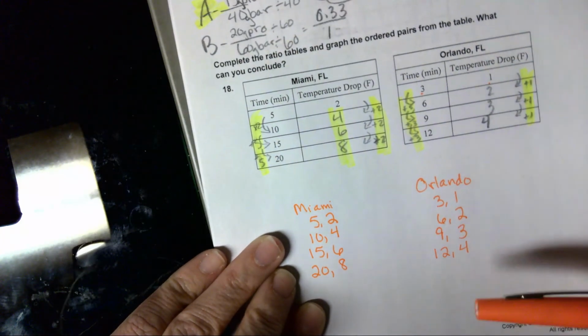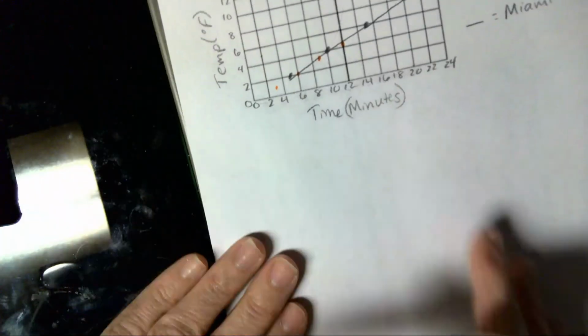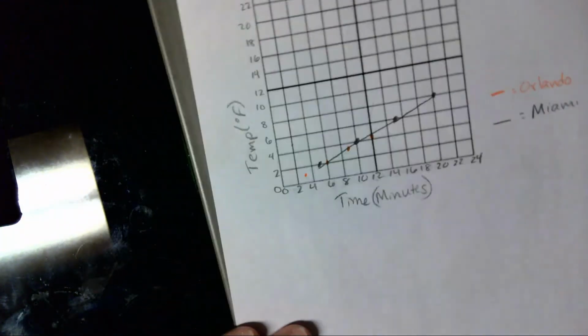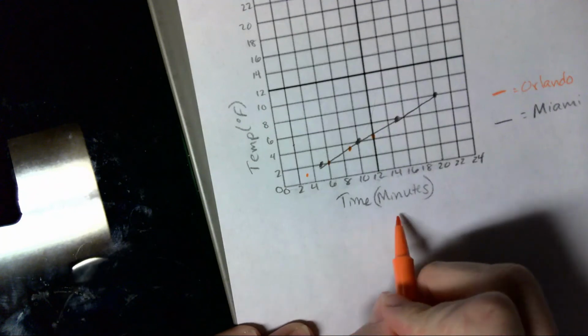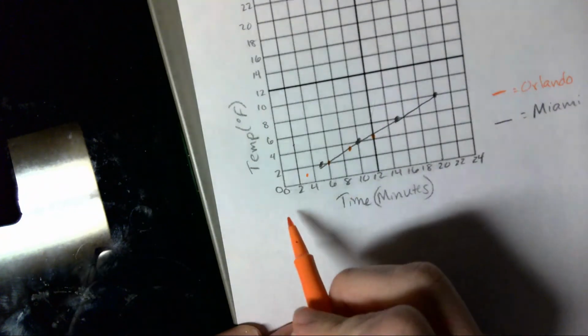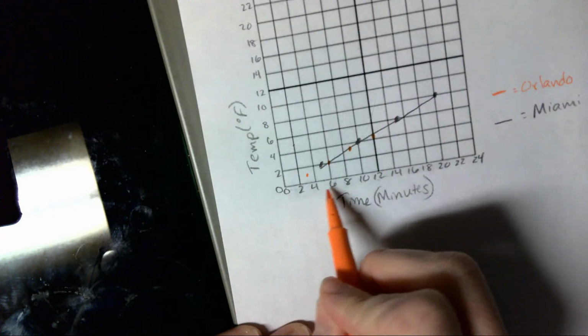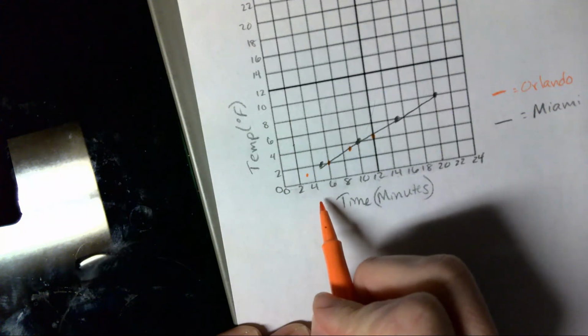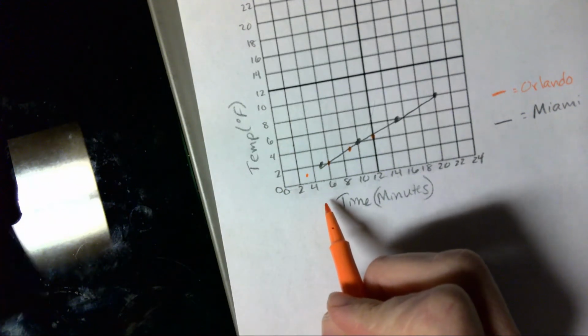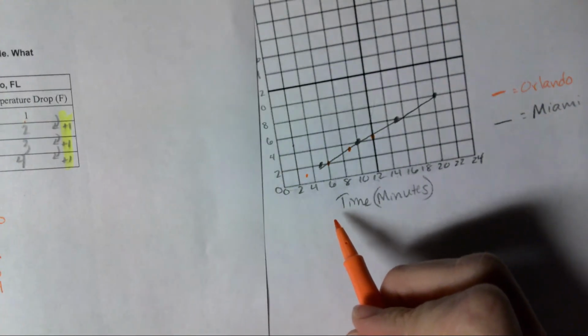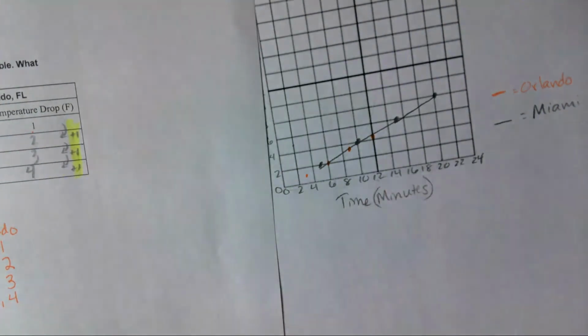Then what I did is I looked at my graph. I put my time on the bottom, my temperature on the side, and I counted all of the lines by 2. All right? 2, 4, 6, 8, 10, 12, which means I am going to have to do some estimating, but that's okay.